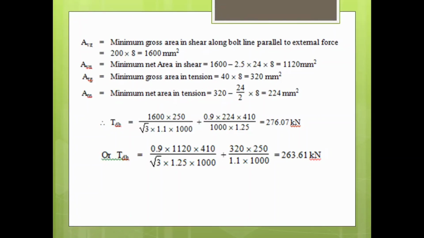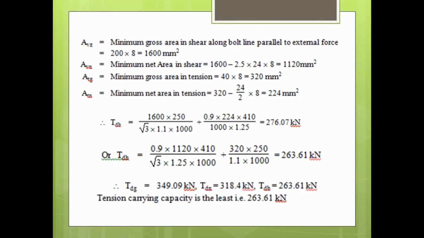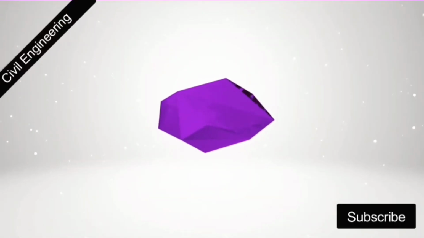Now we have got strength values from 3 different methods. The first value we got is 349.09. The second, rupture of critical section, is 318.4. The third value is 263.61. Out of the 3 values, which is the least? It is the block shear strength. So the tension carrying capacity is the least of the 3 values, which is 263.61 kilonewton.